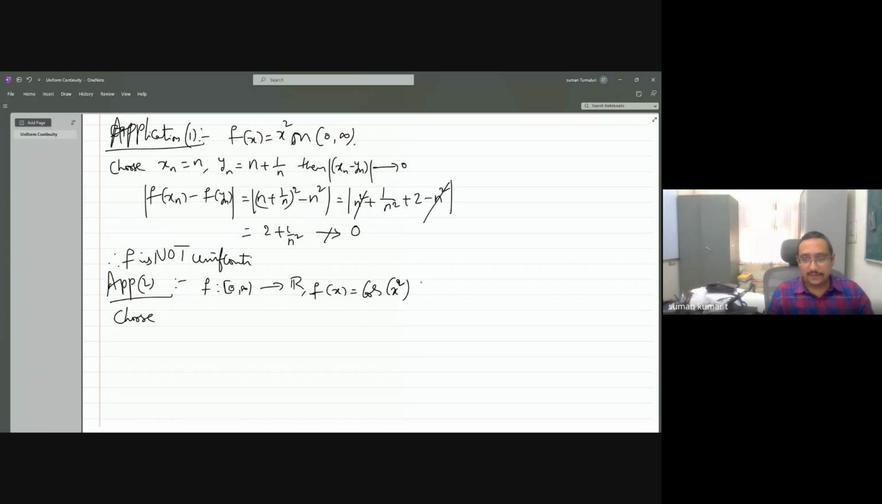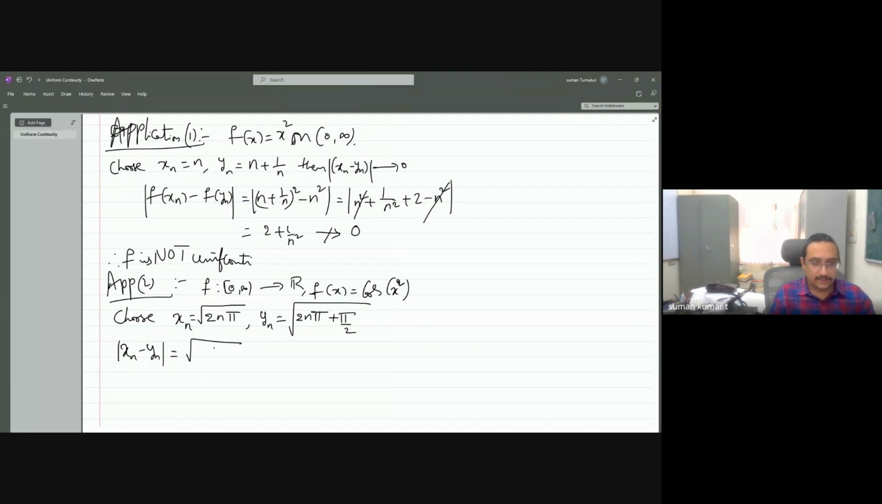Okay, I know that cos theta is 1 when theta is an integral multiple of 2 pi. So therefore, what I do is I take xn equal to the square root of 2n pi, such that when you square it, you have 1. And you take yn equal to the square root of 2n pi plus pi by 2. Okay, then what is the difference between xn and yn in modulus?